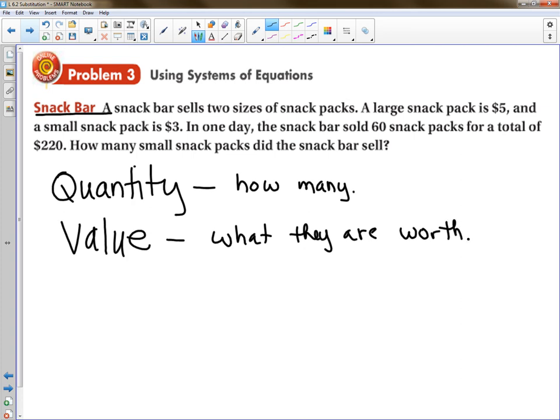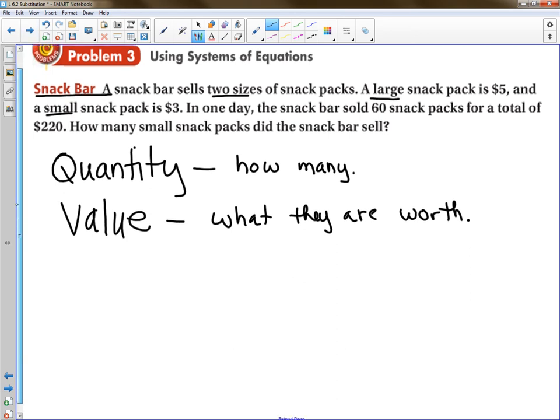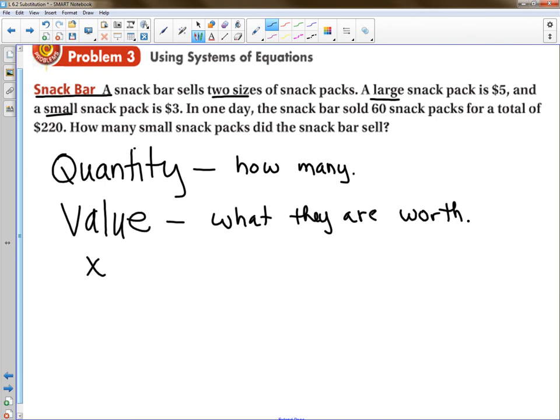So when you start a problem like this, you first have to define what it is you're talking about. And in this case, 2 sizes of snack packs, large and small. So all I'm going to do is define what my x and my y will equal. X will be the number of small snack packs, and y will be the number of large snack packs. Okay, hopefully you're with me.